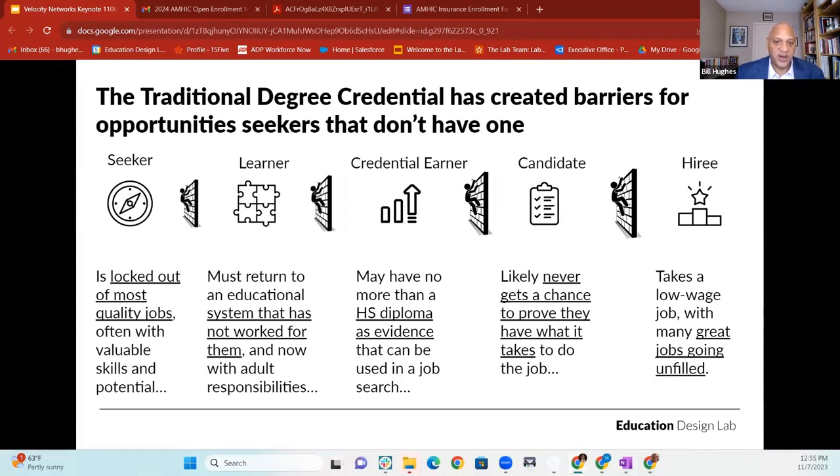The traditional degree credential specifically has a number of barriers for this, what we call new majority learner, the adult without degree. First of all, that opportunity seeker is locked out of most quality jobs because they don't have the right credential. When they go back to school to get a degree, we're putting them back into the system that has not worked for them in the past. So they end up without credentials that are useful in the marketplace, maybe as little as a high school diploma. This means that they never really get a chance to show what they can do. And employers end up having many great jobs going unfulfilled.